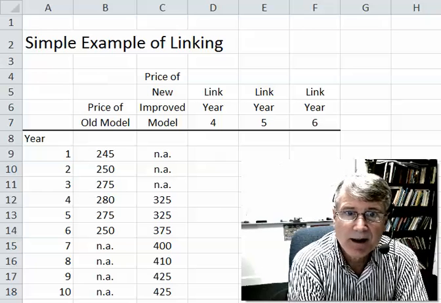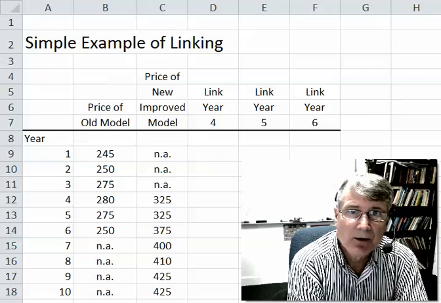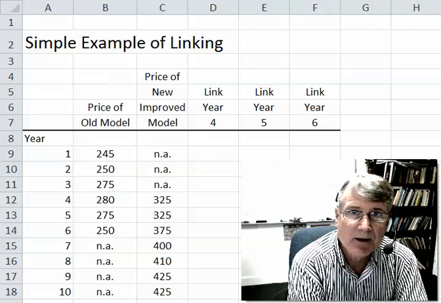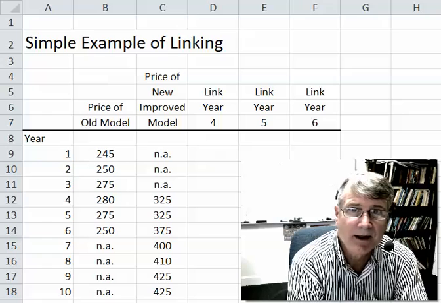This is a simple example of linking. You might remember that linking is one of the techniques that the Bureau of Labor Statistics uses to keep track of quality changes in the Consumer Price Index. I gave you 4 techniques: panel of experts, linking, the hedonic technique, and then my favorite, assume no quality change.